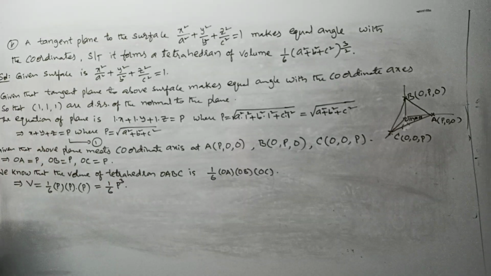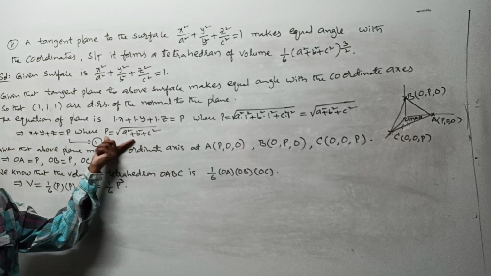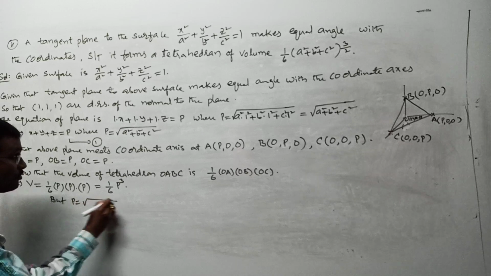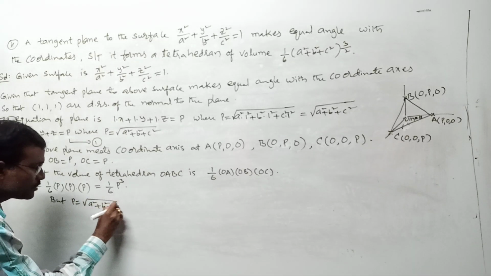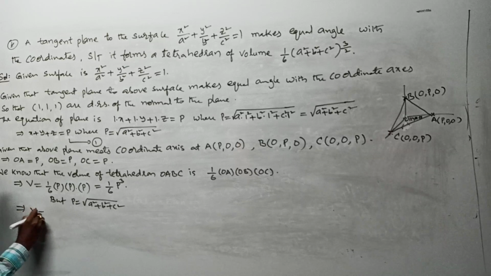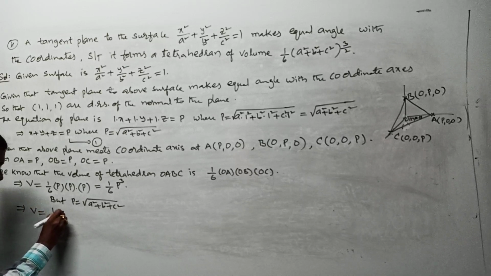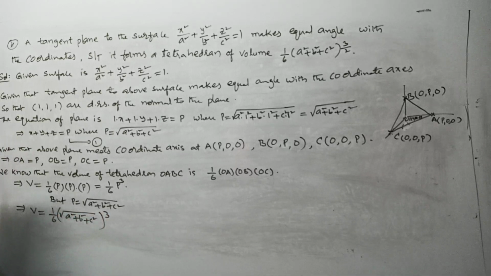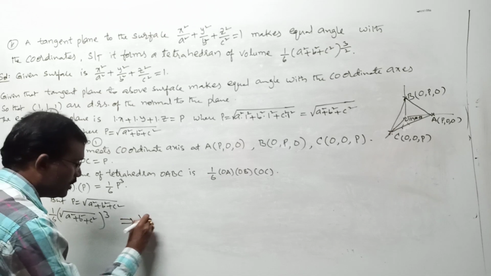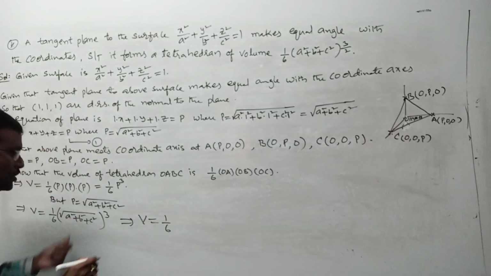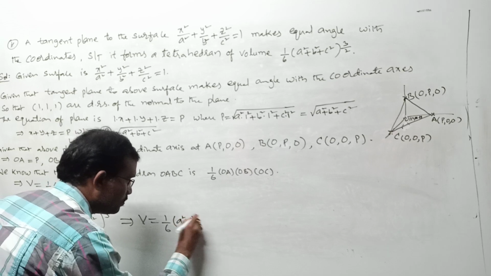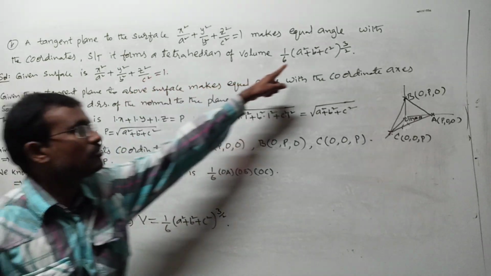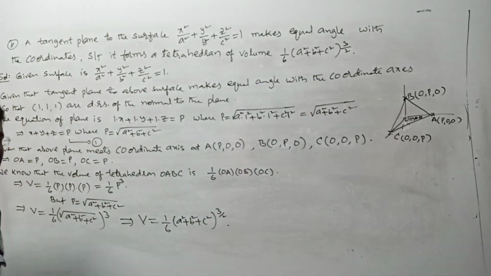Any doubt? But already we know what p is. Substitute that p here. p is equal to root of A square plus B square plus C square. This implies the tetrahedron volume is 1 by 6 into (root of A square plus B square plus C square) whole to the power of 3. Otherwise you can write V is equal to 1 by 6 into (A square plus B square plus C square) whole to the power of 3 by 2. That gives your required result. This is about your question.